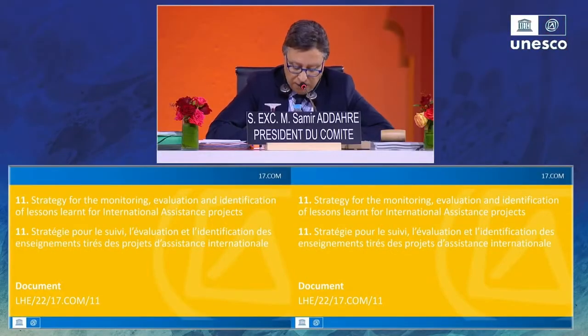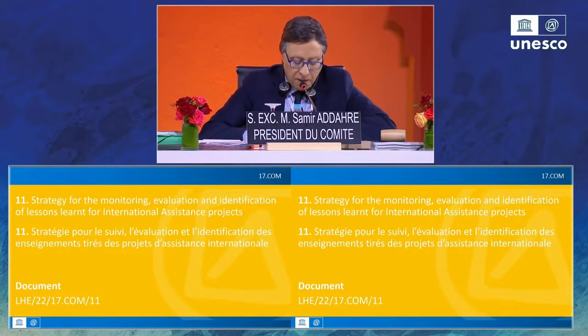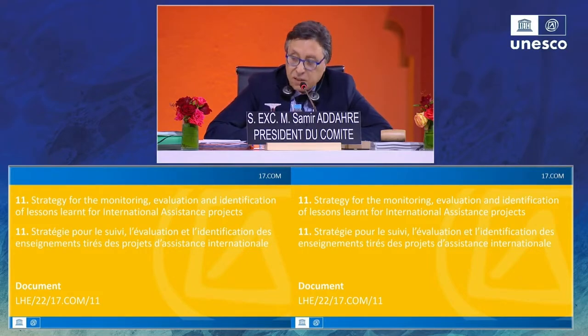We move now on to another sub-item under item 11, strategy for the monitoring, evaluation, and identification of lessons learned. International assistance is one of the pillars of the international cooperation mechanism under the 2003 Convention that has been in operation since 2008. This strategy constitutes an important step for the international assistance mechanism of the Convention. Mr. Secretary, please, can you present this item to us?